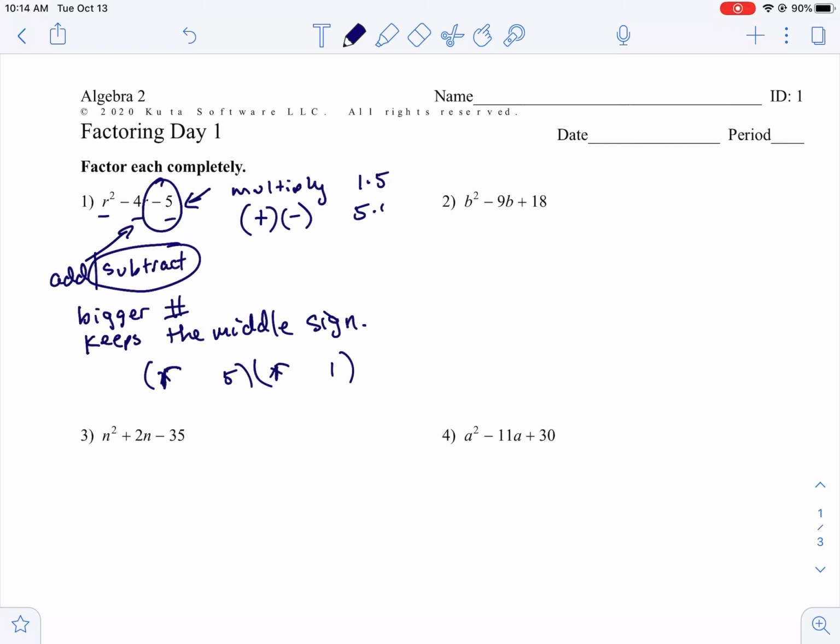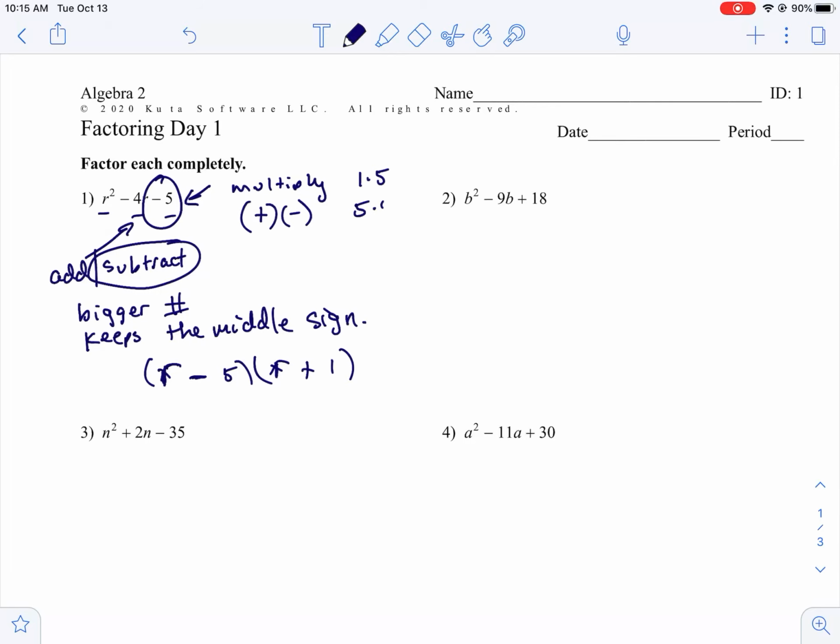But we want -4. So the bigger number keeps the middle sign. So the middle sign is negative. So 5 is negative, 1 is positive, okay? Now, if we multiply, we can check to see if we're right, okay? So R times R is R squared. R times 1 is plus R, okay? Minus 5R, minus 5. When you put these together, you get -4R, okay? So that's how you know you're right. Every single time you do these, you can check to make sure that you're correct, okay?